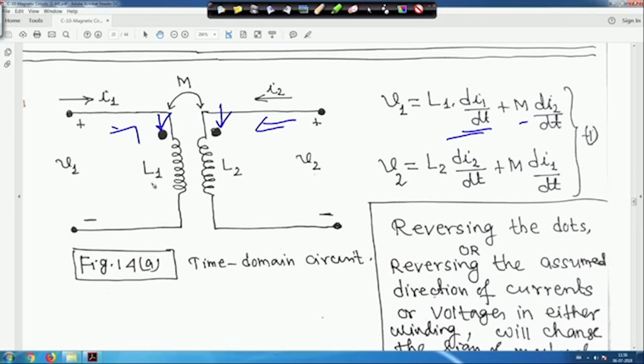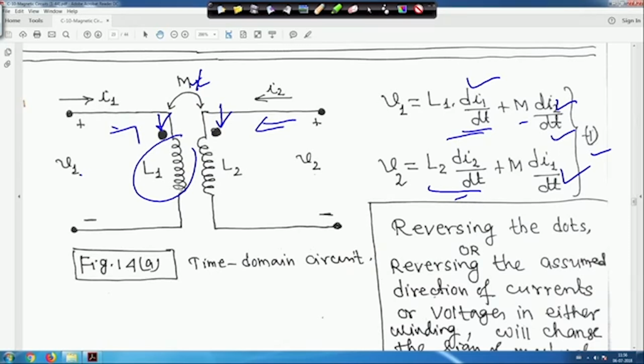This is V1. So for V1, you write L1 di1 upon dt, but due to this I2, some voltage will be induced in coil 1. So that is the mutual inductance M into di2 upon dt. Similarly, V2 will be L2 di2 by dt plus M into di1 upon dt. This together is now equation 1. So this way you can write.